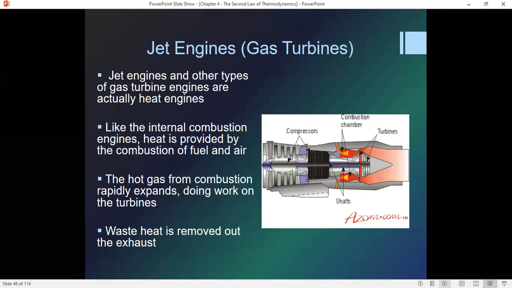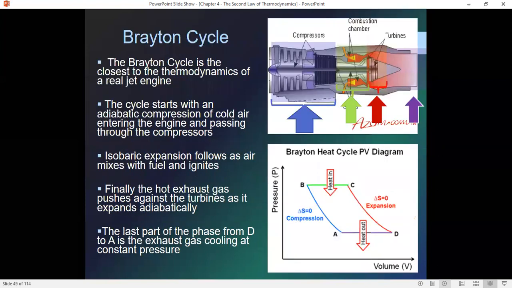Now, if we were to diagram this, the Brayton heat cycle engine, which is effectively the engine cycle that they use on these, looks like this. You have adiabatic compression of the air coming in. You then have the ignition of the air. And then you have the air expanding at the back end.